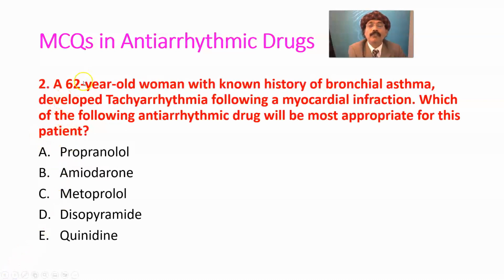Question number 2. A 62-year-old woman with known history of bronchial asthma developed tachyarrhythmia following a myocardial infarction. Which of the following antiarrhythmic drug will be most appropriate for this patient? Propranolol, amiodarone, metoprolol, disopyramide, quinidine. What would be the answer? C. Metoprolol, not propranolol. She has history of asthma, there is history of bronchospasm, so we need selective beta blocker. The answer should be metoprolol.